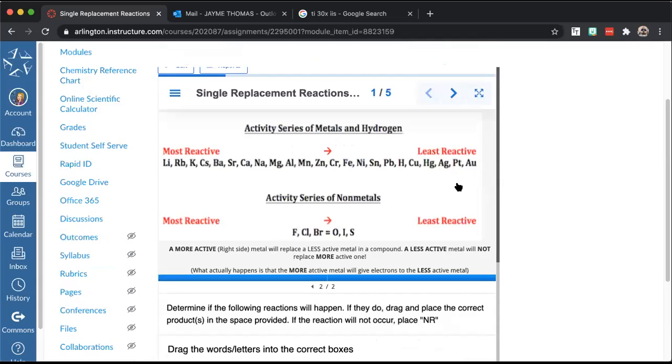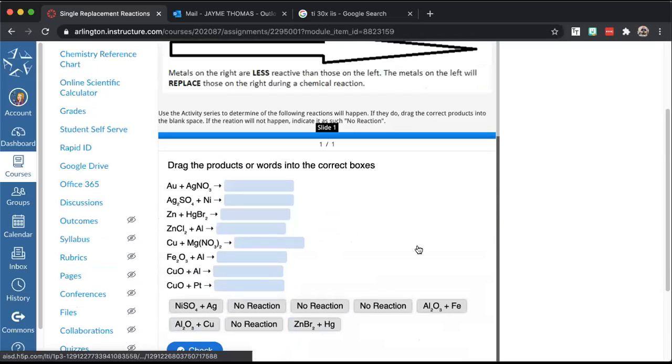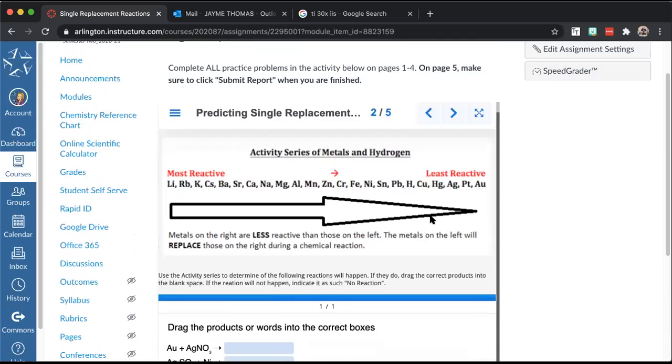And then you'll go on. So the next one has some predicting again. Is it going to be no reaction, or is it going to produce something? And if so, what'll it be? You'll do that one and then hit check on that one.